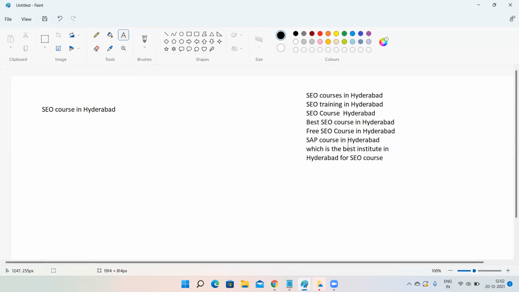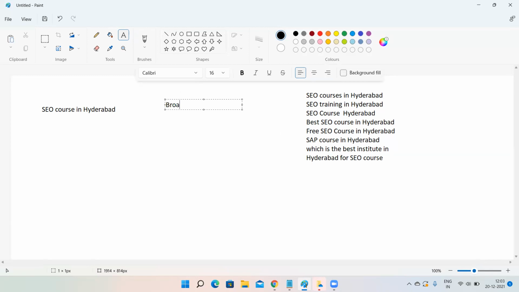For SAP course in Hyderabad? No. Okay. Which is the best institute in Hyderabad for SEO course? No. But unfortunately, for all these keywords, your advertisement will appear. This is known as broad match. If you use broad match, by default, Google will use broad match.